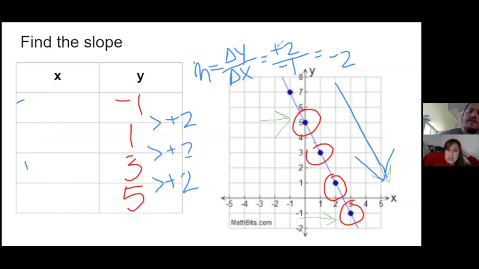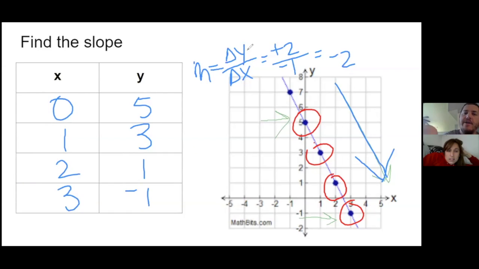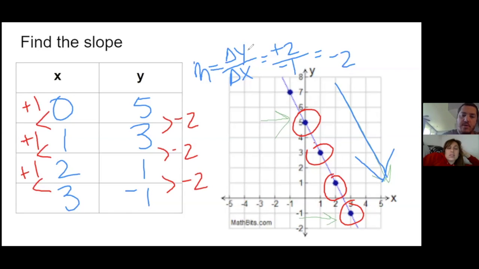I didn't even think about that. So yeah. So let's say instead we went and did this point first. So we did 0, 5 first, and then 1, 3, and then 2, 1, and 3, negative 1. So here, these are going up by 1, but these are going down by 2. So there we are. We still get that negative 2 over 1, which gives us negative 2.